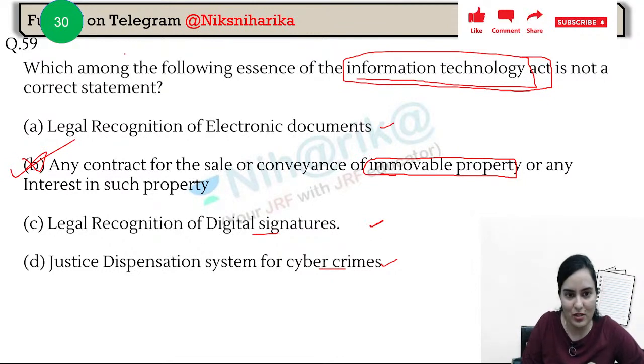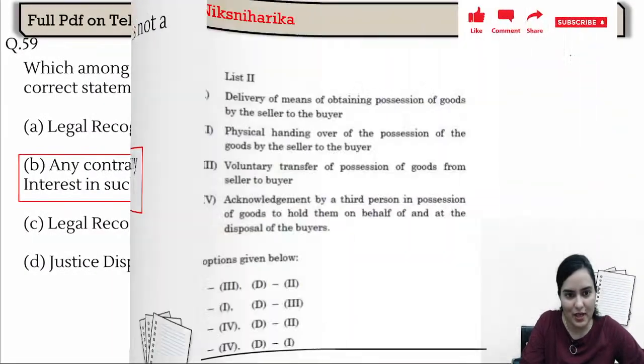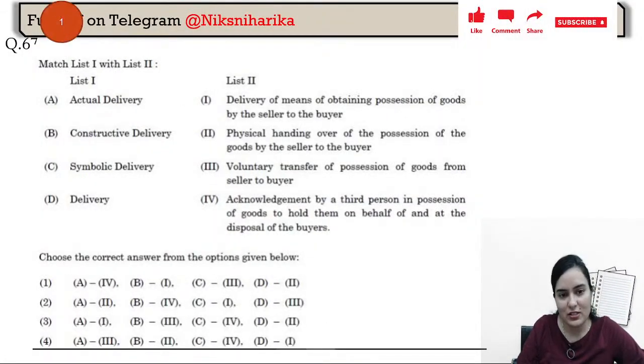We have to tell which is not correct. Okay, awesome. Next one. Actual delivery, constructive delivery, symbolic delivery, and delivery.